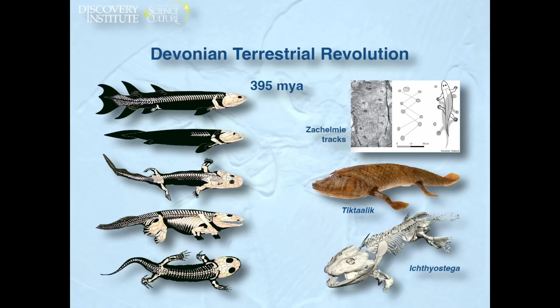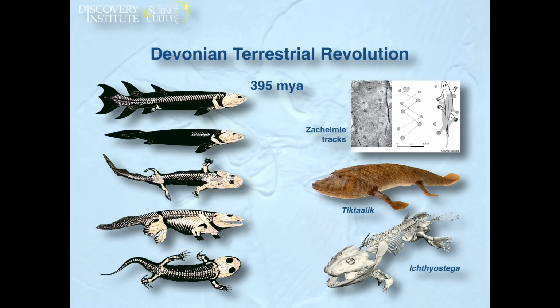And in the Devonian, again, there's another event, the Devonian terrestrial revolution, which is, on the one side, the appearance of terrestrial arthropods, first insects, first myriapods, first spider-like organisms, but on the other hand, the first four-legged vertebrate animals on land.